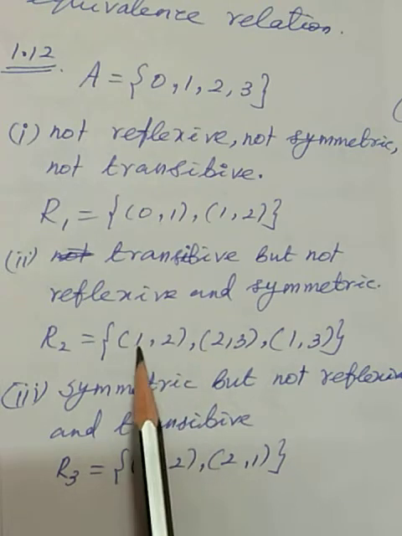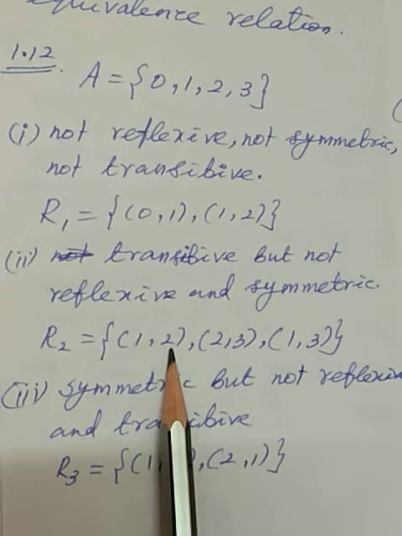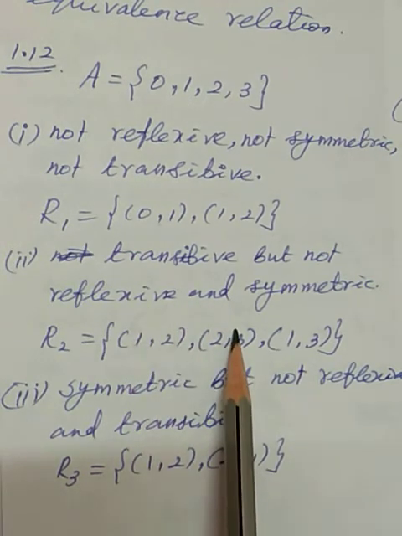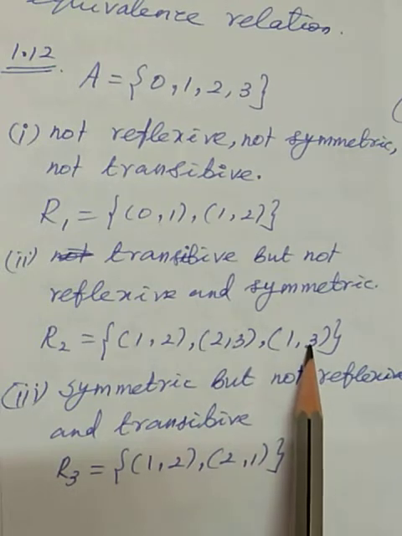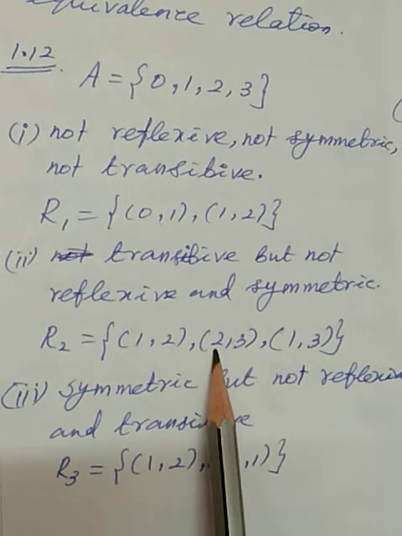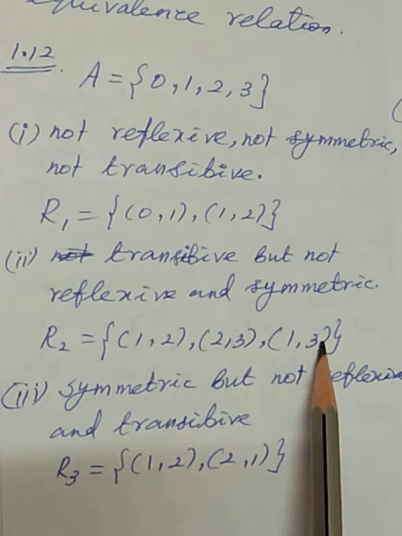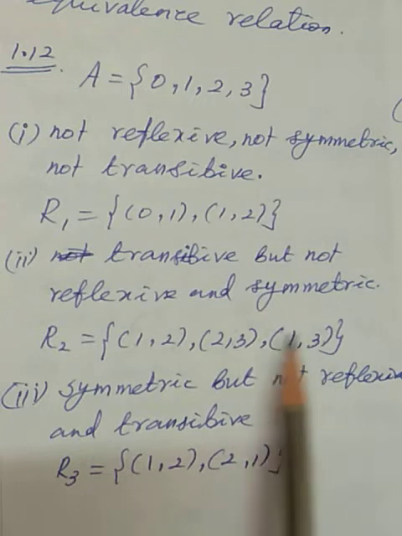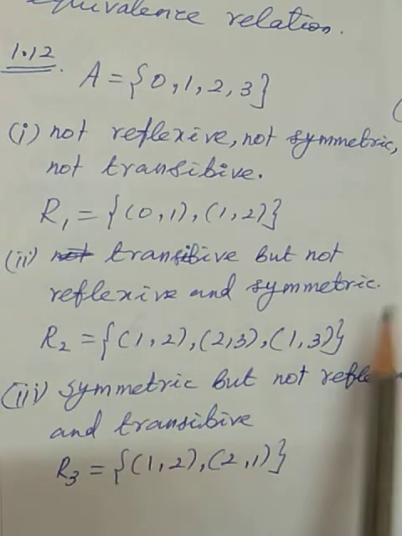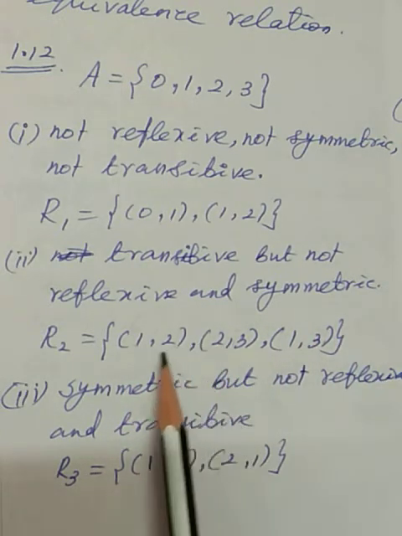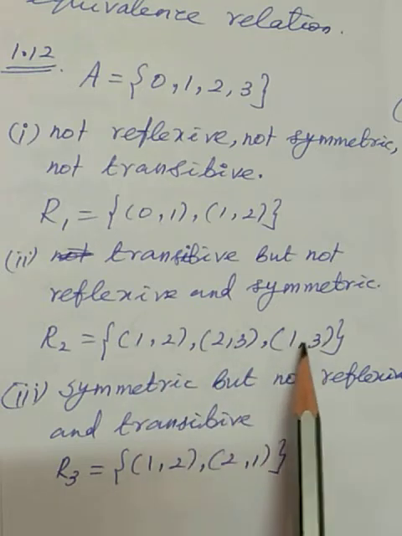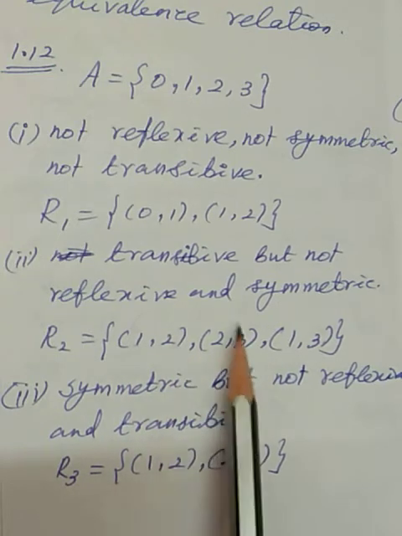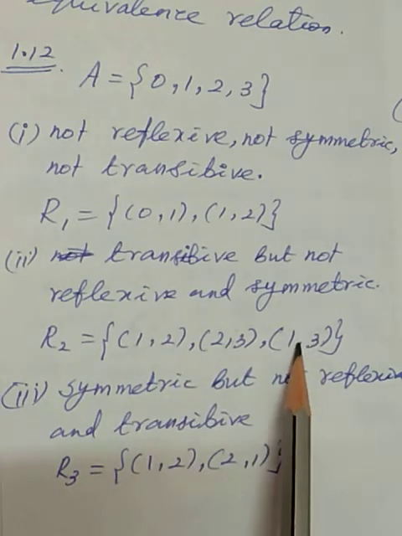But for transitive, (1,2) belongs to R2, (2,3) belongs to R2, (1,3) must belong to R2. Yes, here it is there. Then we see the next one, (1,3) belongs to R2, but no element starts with 3, so no problem. So it is transitive. The elements here certainly satisfy the transitive property. (1,2), (2,3), then (1,3) must be here.